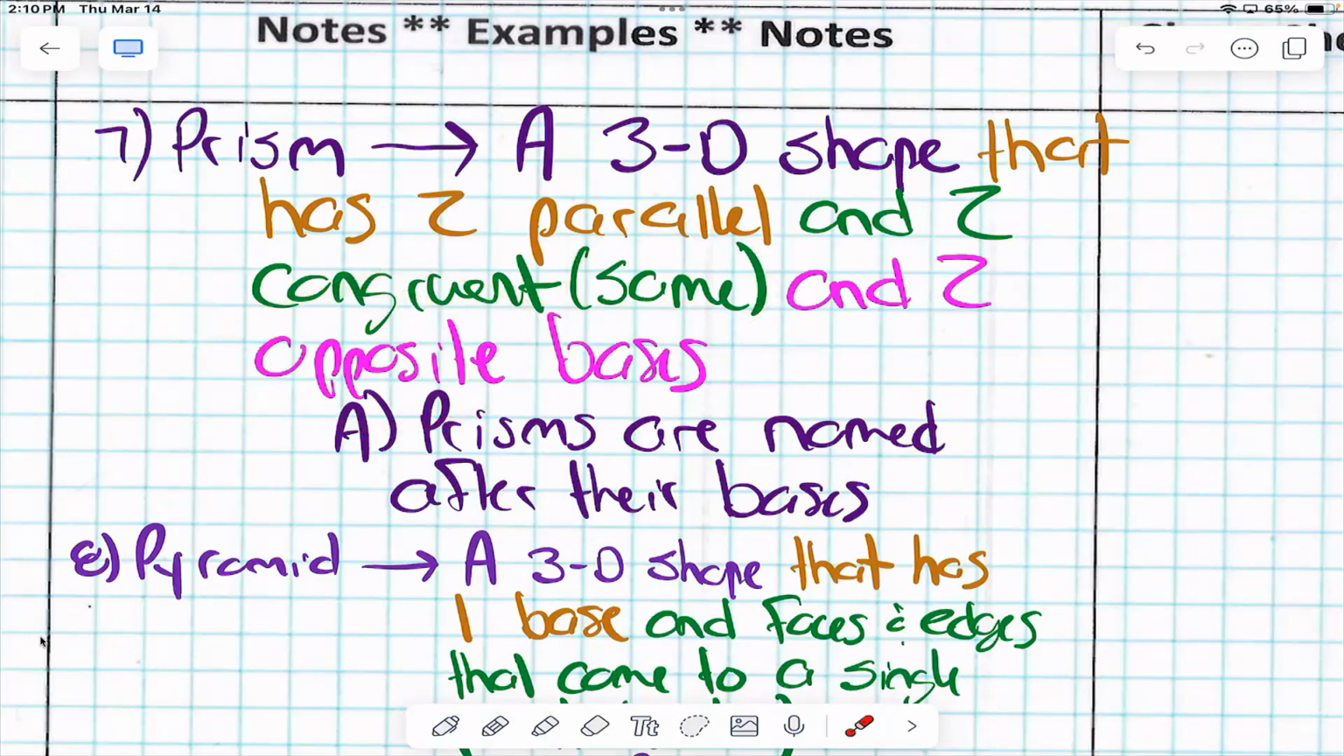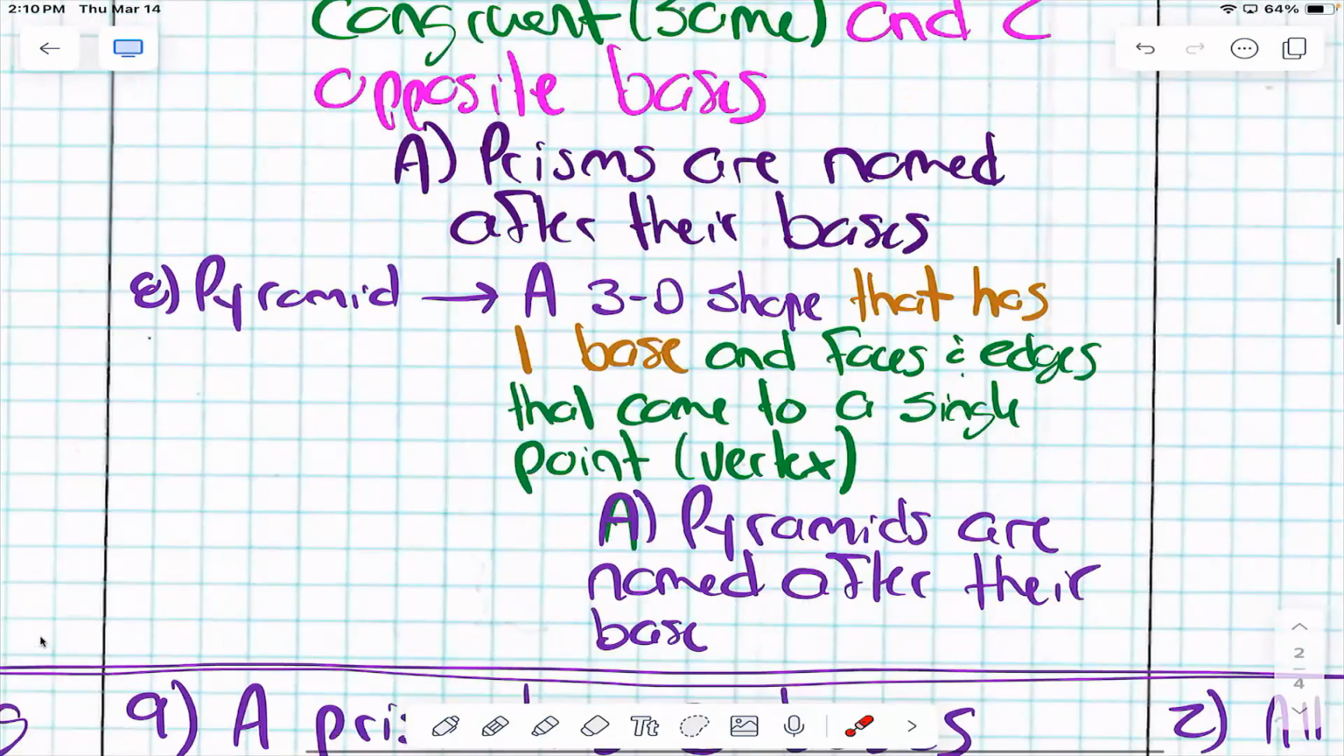If we have a prism, how do we name it? What do we look at to name the prism? The base or the bases? The bases, right? Okay.